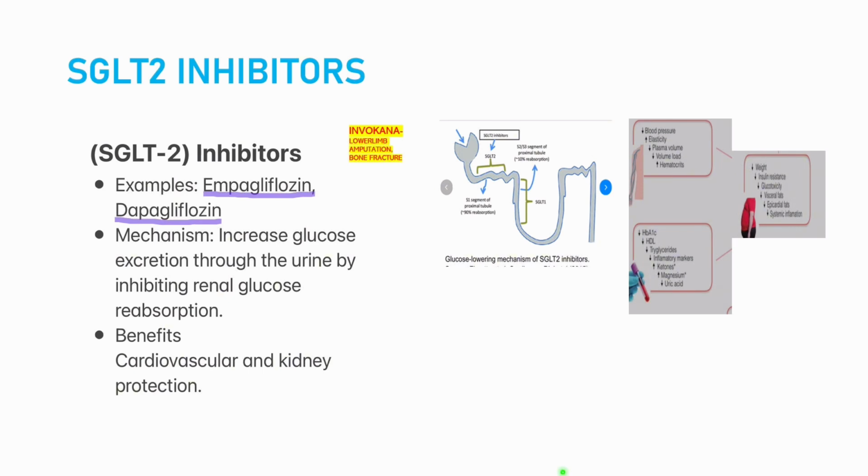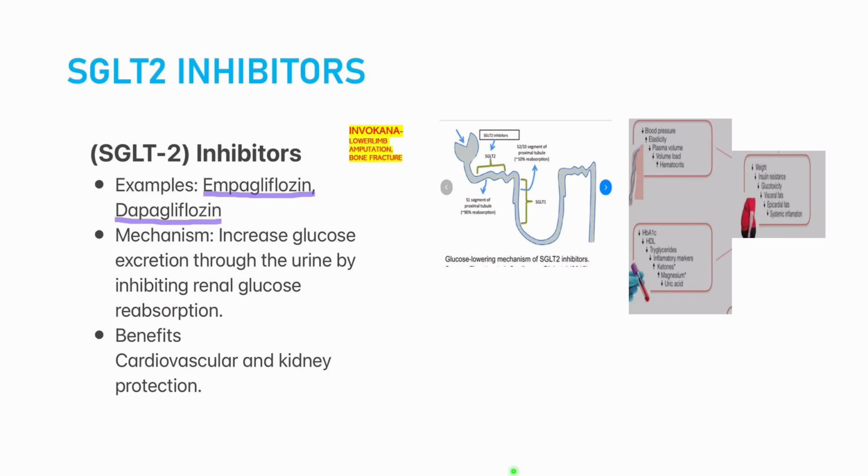So what are the medications in this group? Empagliflozin, dapagliflozin, and another one, canagliflozin. Empagliflozin's brand name is Jardiance, available in 10 milligram and 25 milligram. Dapagliflozin, the brand name is Farxiga. It's available in 5 milligram and 10 milligram.